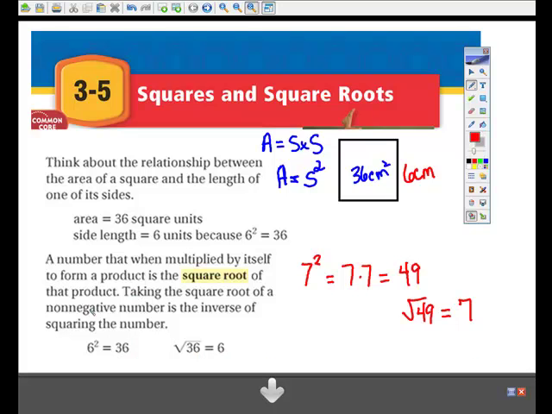When you take the square root of a non-negative number, it's the inverse of squaring the number. Remember, it undoes the operation. Addition and subtraction are inverses. Multiplication, division are inverses. Squaring and square rooting are inverses. So if I have 8 squared, we know that equals 64, and the square root of 64 then equals 8.